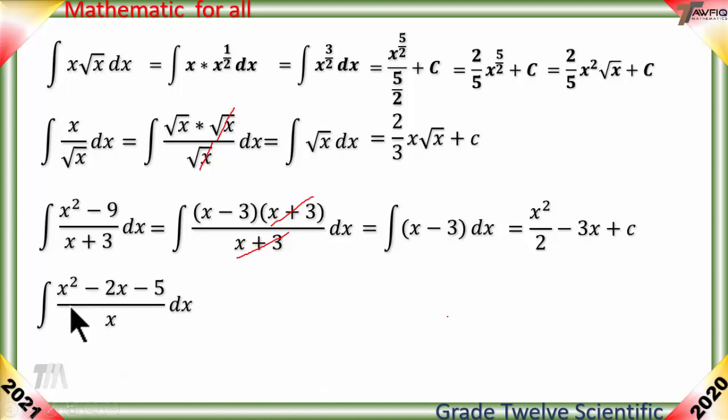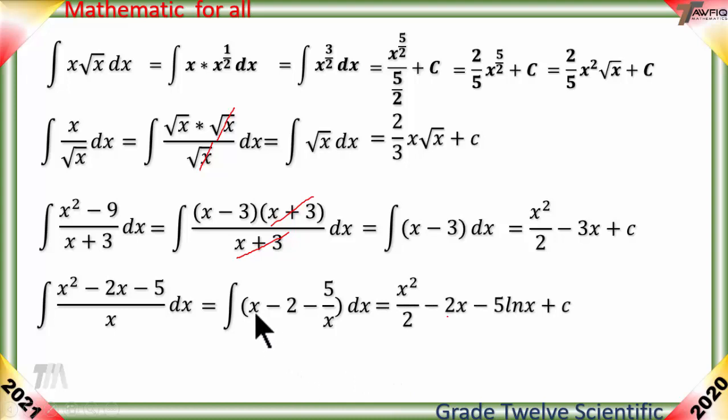Here we can divide the numerator by the denominator. Integral of x squared minus 2x minus 5 over x dx becomes x squared divided by x is x, minus 2x divided by x is minus 2, and minus 5 divided by x is minus 5 over x. And now take the integral. It becomes the integral of x is x squared over 2, and the integral of minus 2 is minus 2x, minus, write down 5, and the integral of 1 over x is ln x. Here you have an absolute value.